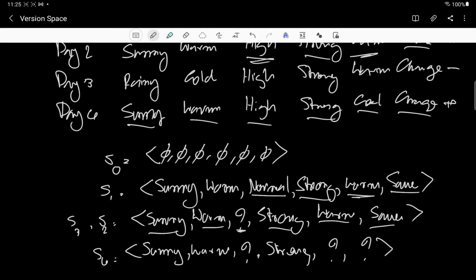Okay, so this is the final hypothesis that can cover all positive examples. In the next clip, I'll show you in our lattice the general and specific ones using the slide from Tom Mitchell.